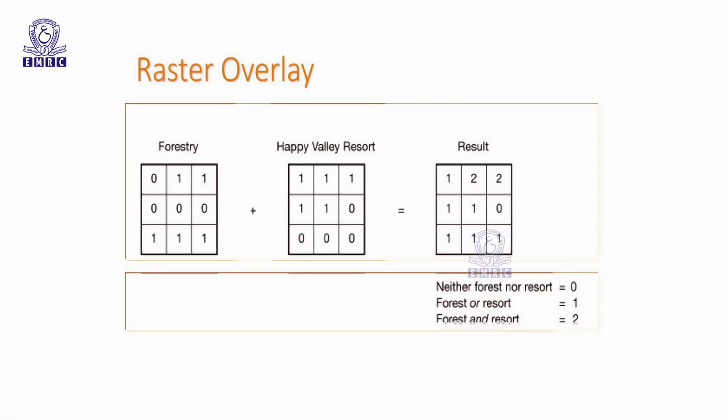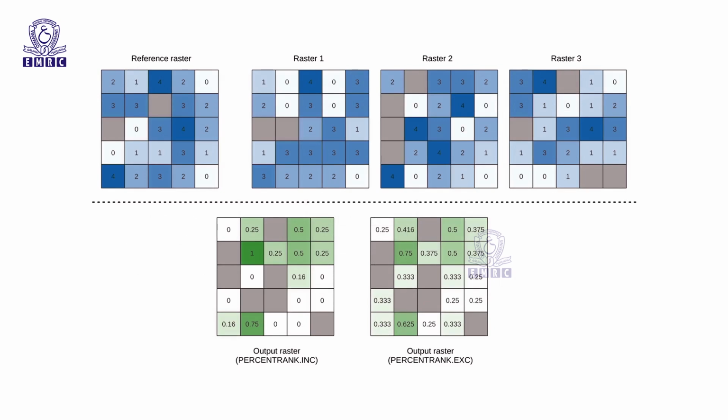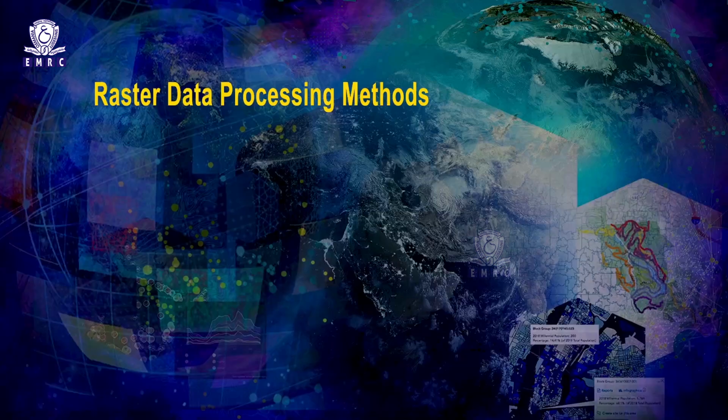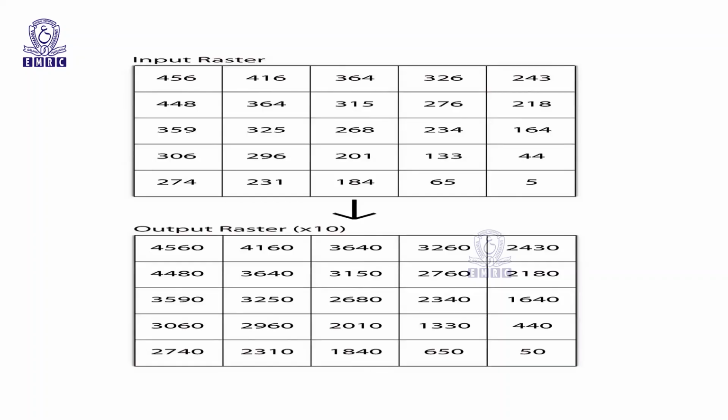The maximum value can be extracted, mean value calculated, a logical expression computed and so on. The output cell simply takes on a value equal to the result of the calculation. The raster data processing methods can be classified into different categories: local operation, neighborhood operation, regional operations. Local operation. Local operations are based on point by point or cell by cell analysis.